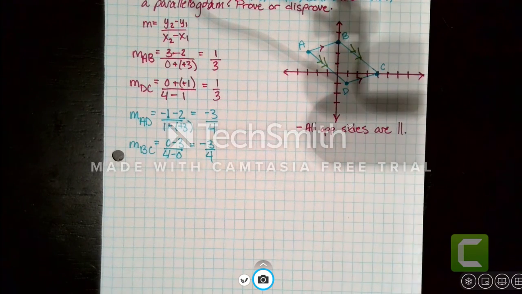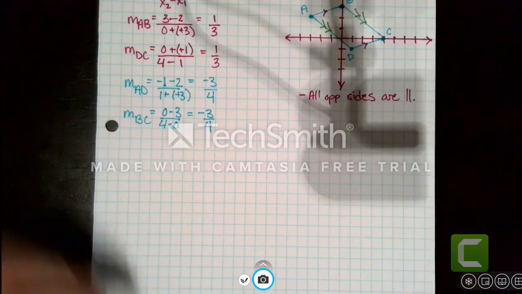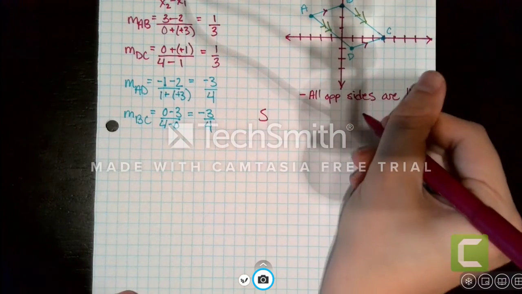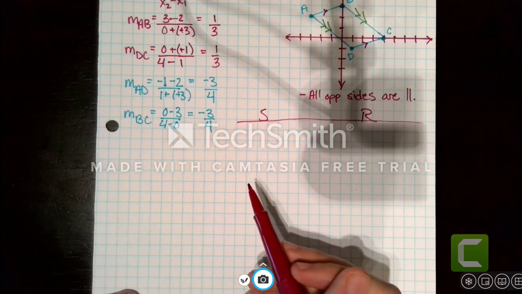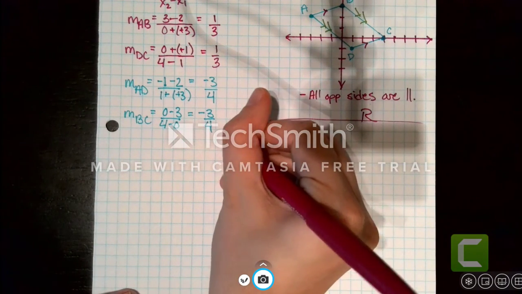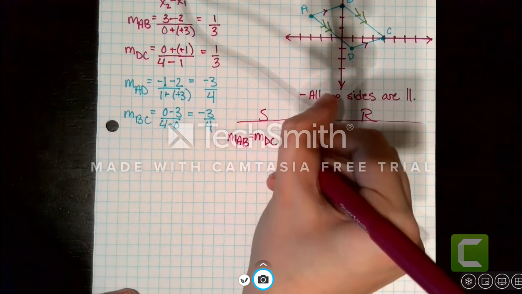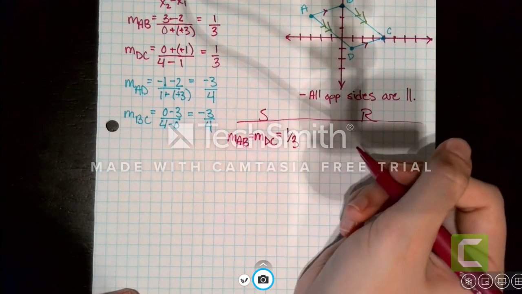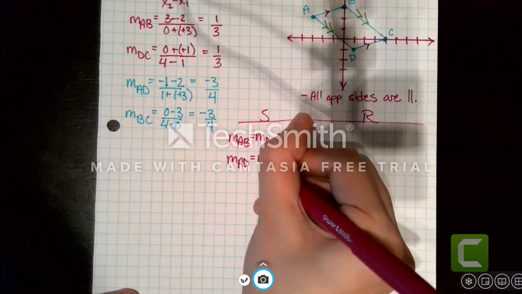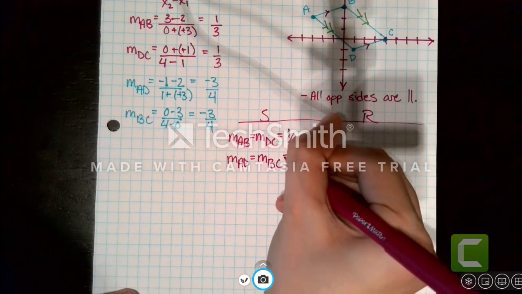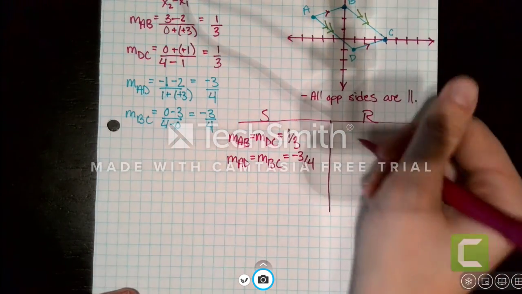Now that we've done that, let's take this information and plug it in to our proof. Create a statements and reasons chart below, and start with what we know, it being our slopes. So your first statement should be MAB is equal to MDC, which is equal to 1/3, as well as MAD is equal to MBC, which is equal to -3 over 4. And the reason is due to our slope formula.